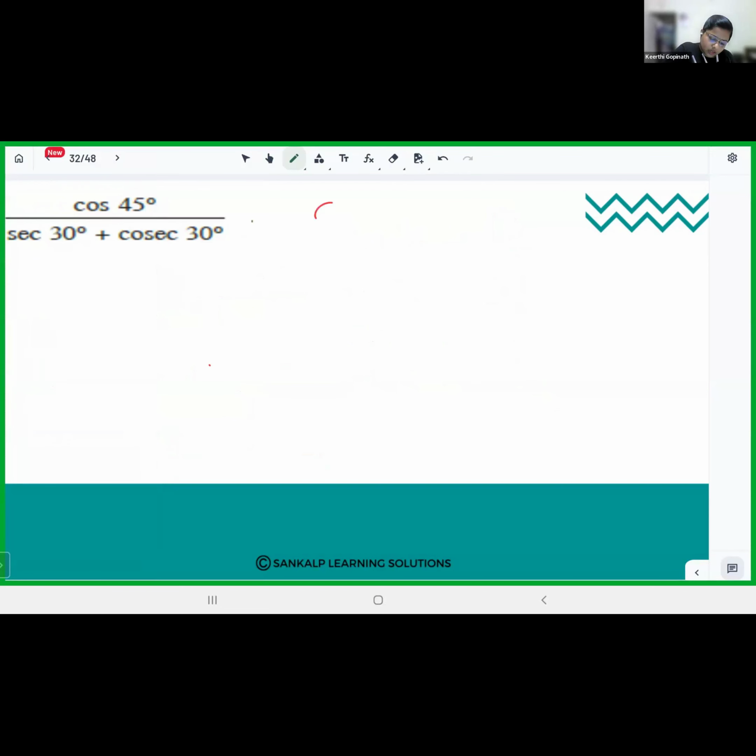Now what you have to find out? We have to find out cosec 30 also. Cosec 30 means it is a reciprocal of sine. So what is sine 30? Sine 30 is equal to 1 by 2. So what will be cosec 30? Cosec 30 is equal to 2 by 1. Okay. So the value will be 2.